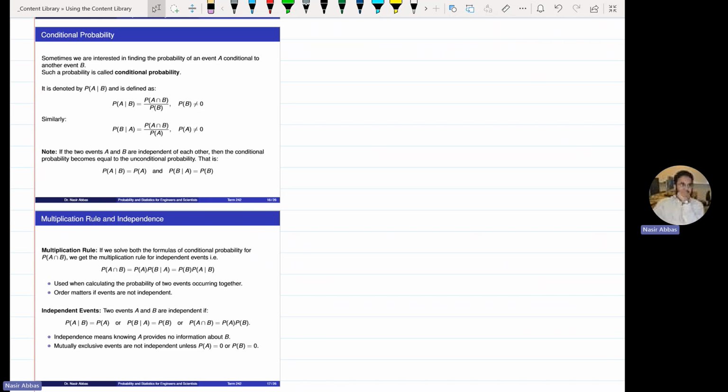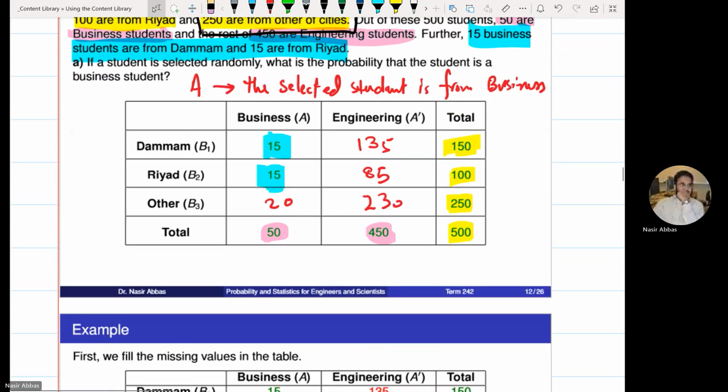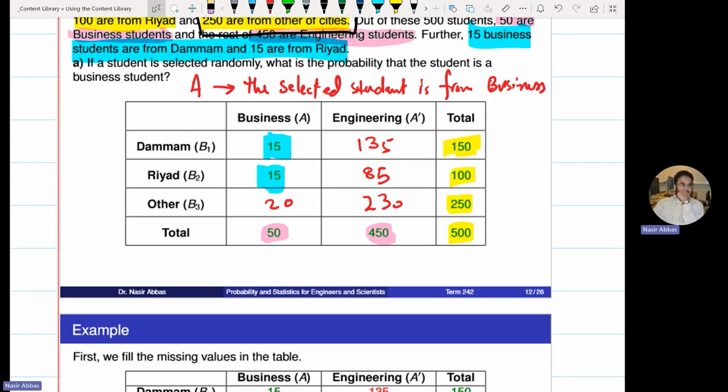Probability of an event conditional to another event. For example, here in this question, I ask you, what is the probability that if I select a student randomly, the student is from Riyadh? What is your answer? 100 over 500, right? What if I tell you that the student is from business? I already tell you he is from business. Now tell me, what is the probability that the student is from Riyadh? Now you focus here. Here, 15 over 50. So your answer will change.